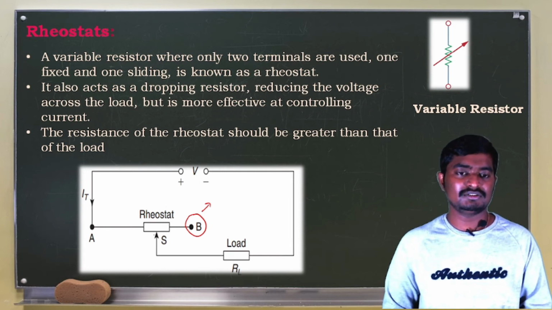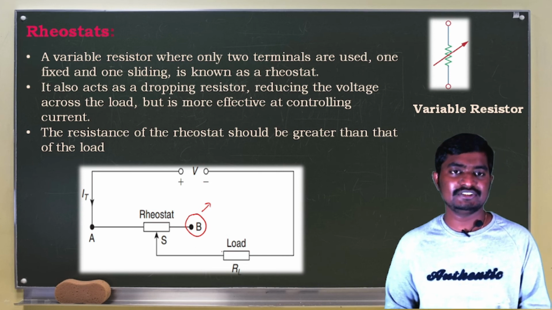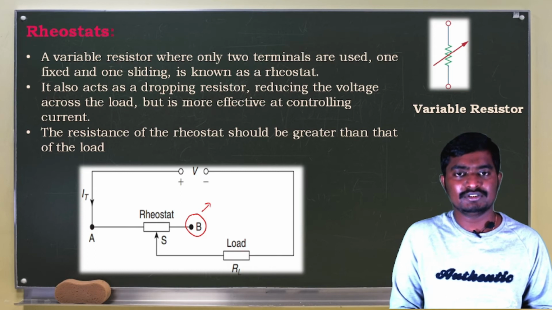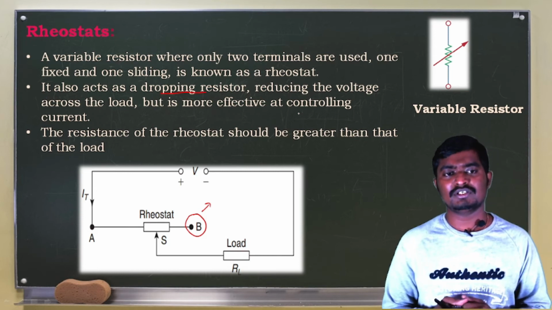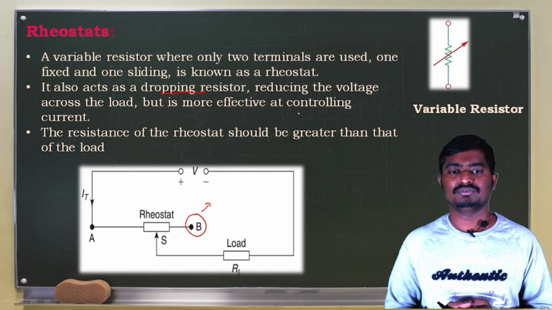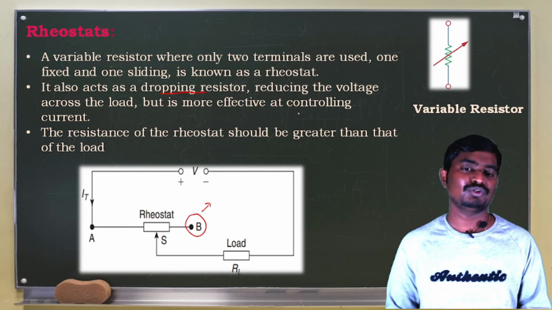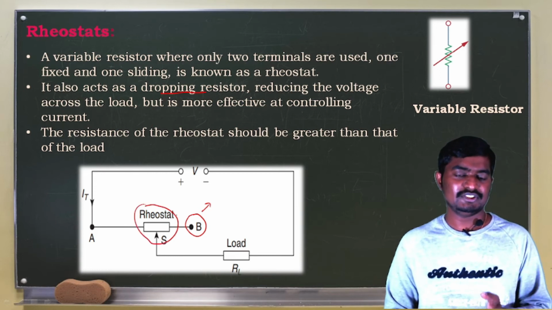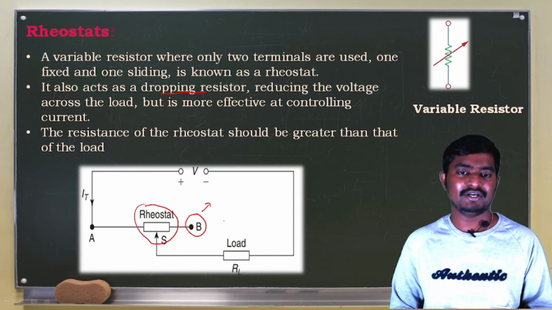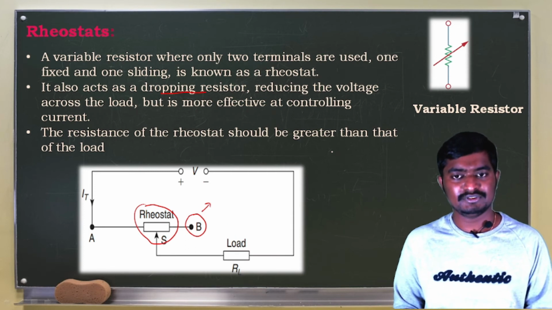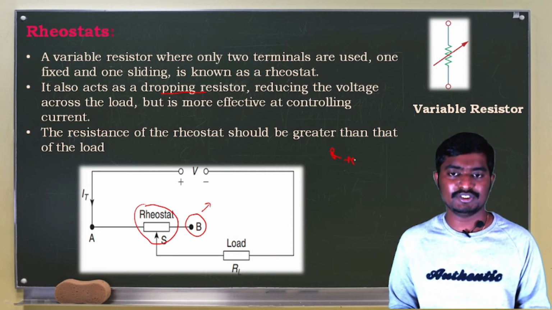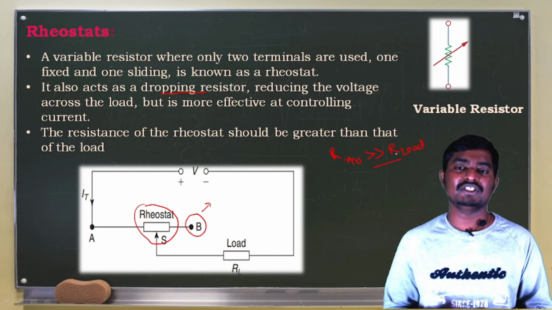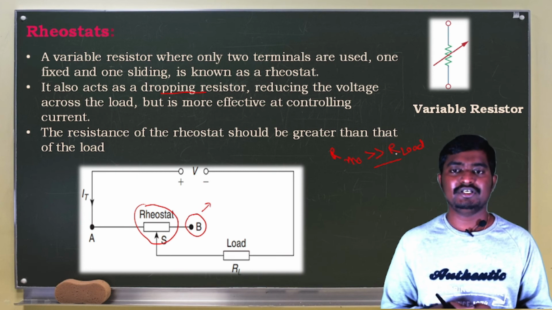When we vary the sliding contact, the value of load resistance changes. This rheostat is also known as a dropping resistor. It is used to reduce the voltage across the load, and it is more effective for controlling the current flowing through the load. The function of the rheostat is effective when the resistance of the rheostat is greater than the load resistance. Means the value of resistance of a rheostat should be greater than the value of load resistance. Then in this case only the function of the rheostat is effective.